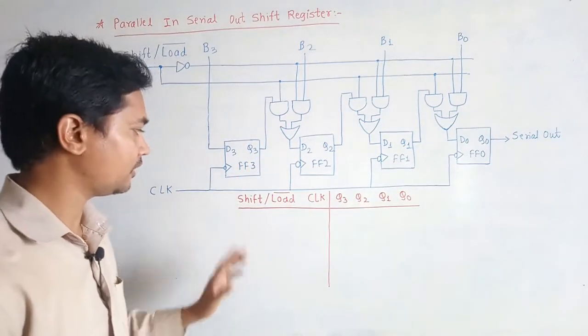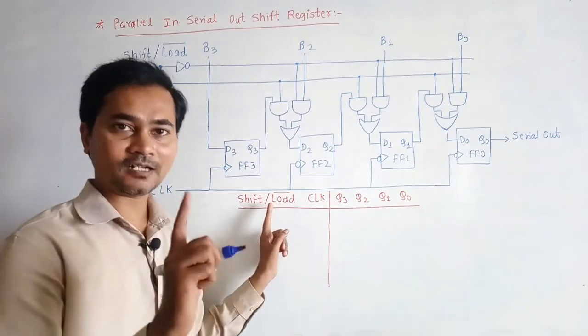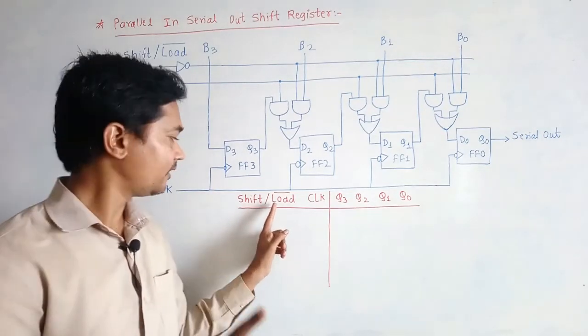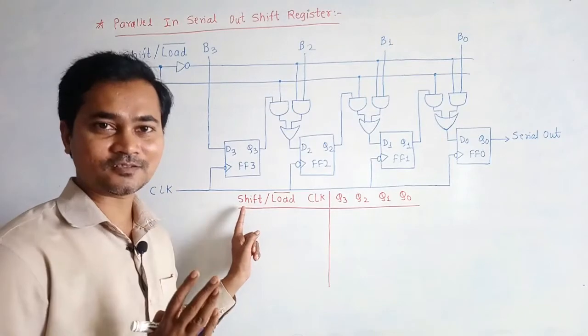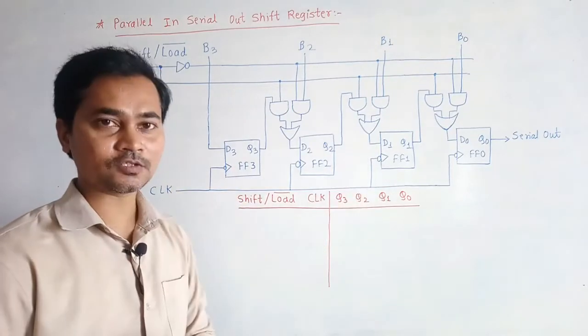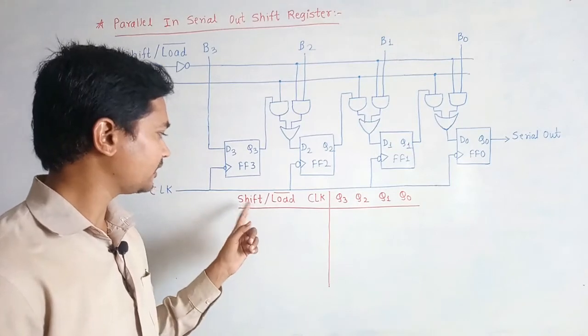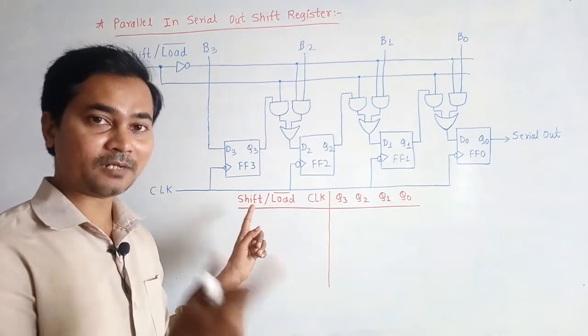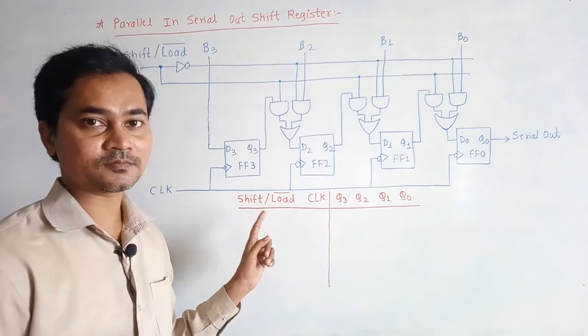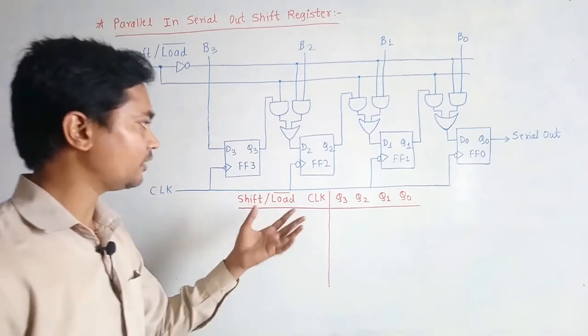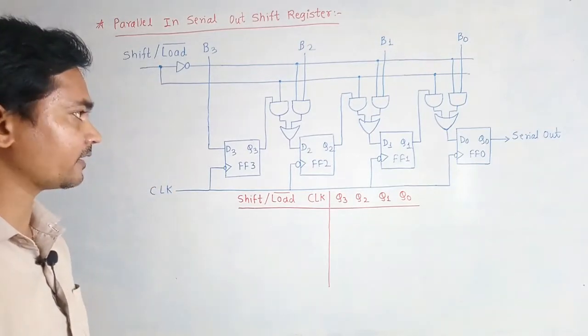Here the loading will be done only once initially, and shifting will be done 4 times because 4 flip-flops are used. If you used 8 flip-flops, then the shift signal would be enabled for 8 clock pulses. Now let us see how this circuit works.